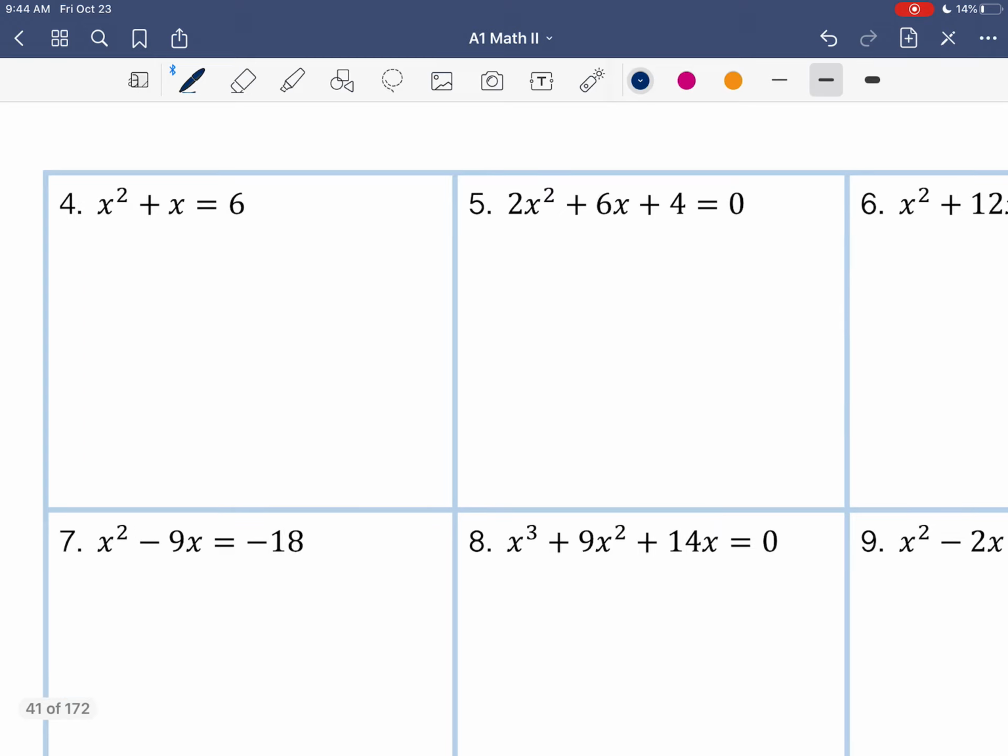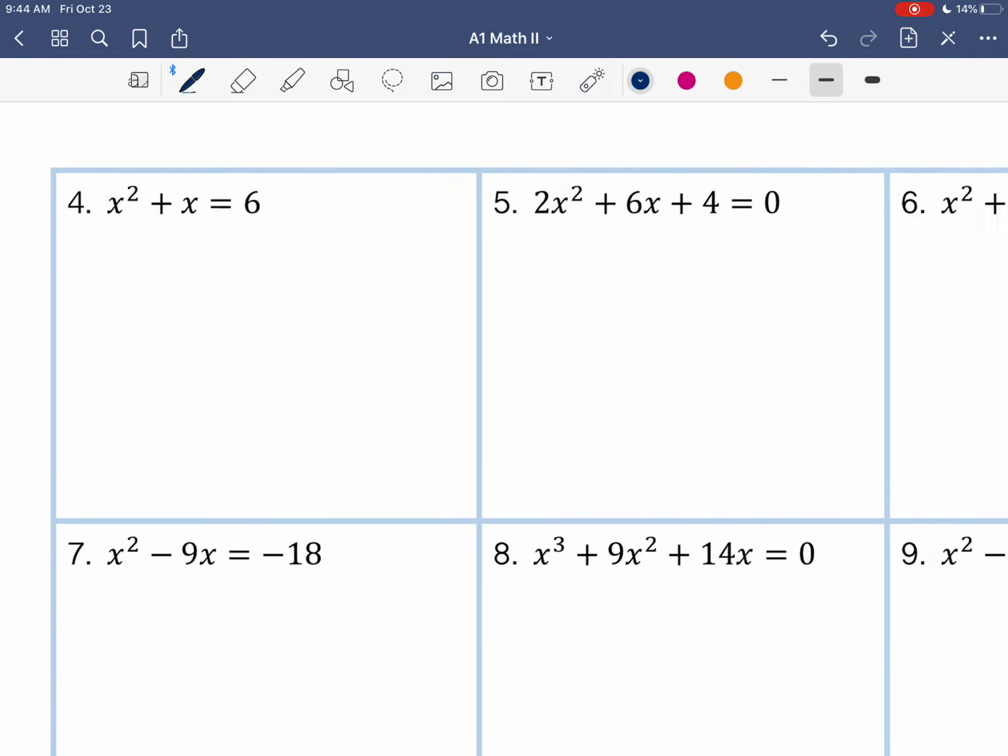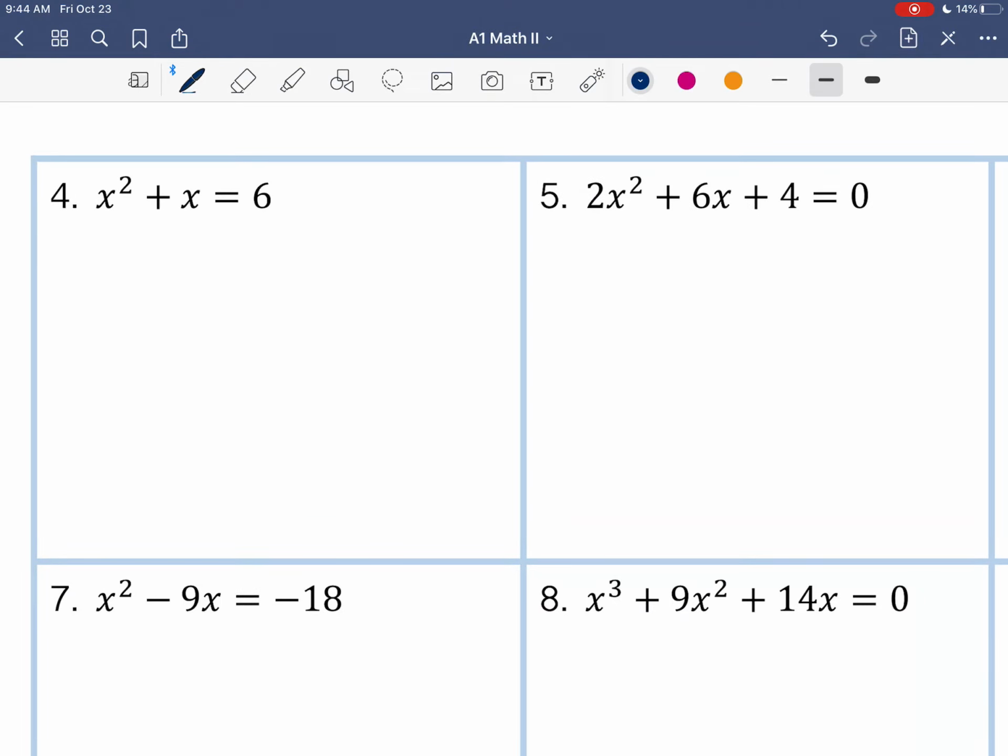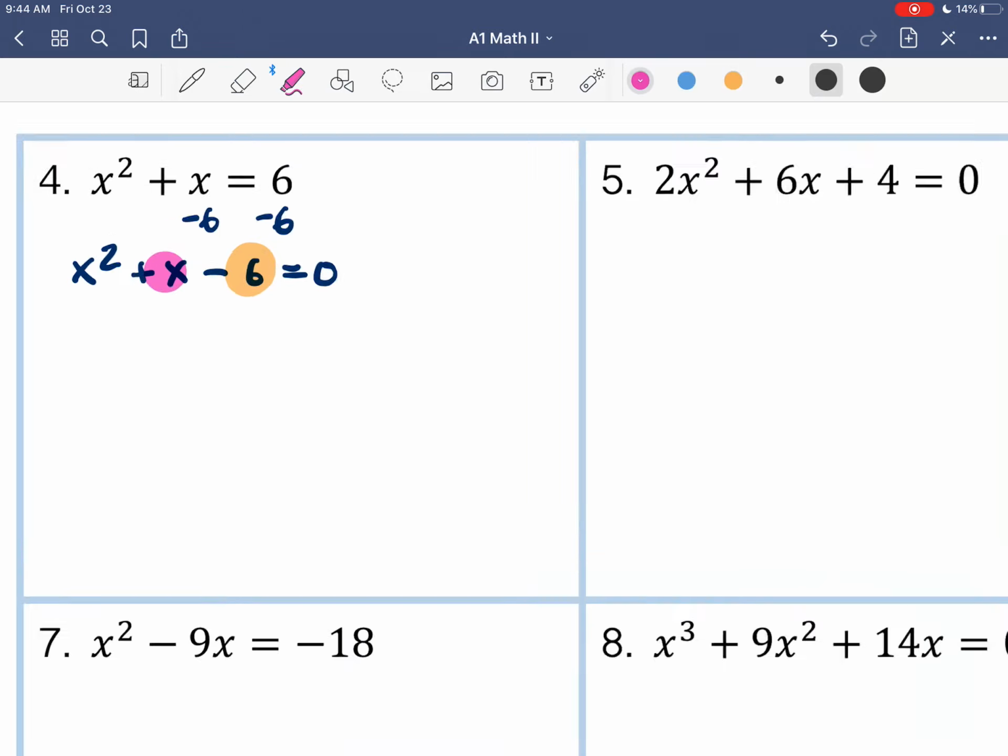There's a bunch more here, and I tried to throw some curveballs in here just so that when you see them on your homework, you're not weirded out. This number 4 is not equal to 0. That's the curveball, so we need to move this 6 over so that it's equal to 0, and then we can do our factoring thing where we have -6.